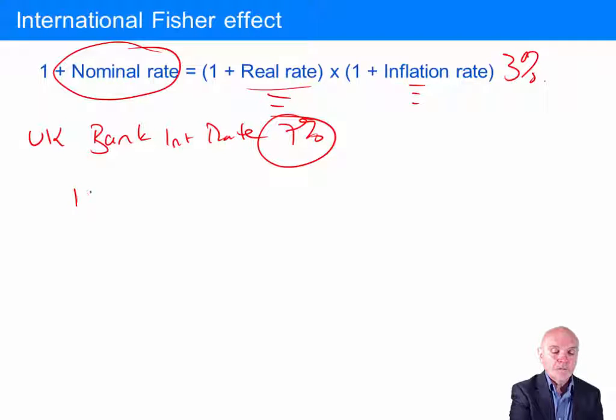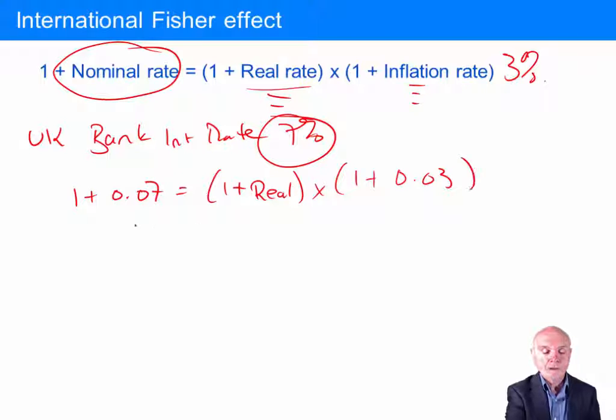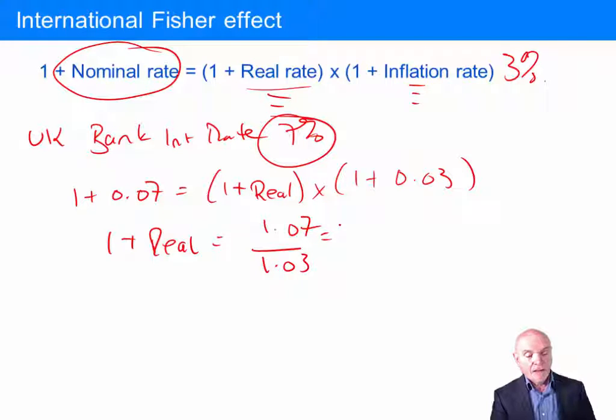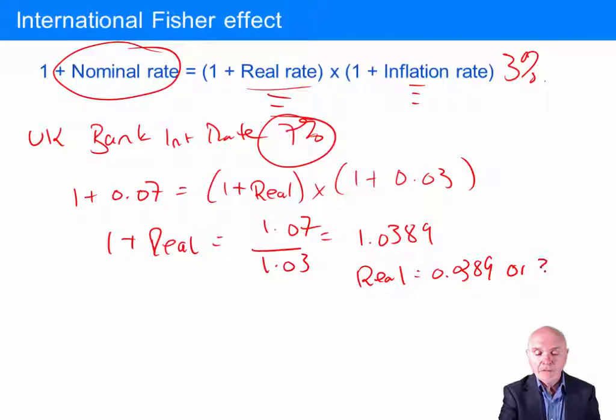So what we're saying is 1 plus 0.07 is equal to 1 plus the real rate times 1 plus the inflation rate. So 1 plus the real rate is 1.07 divided by 1.03. So 1.07 divided by 1.03, it's about 1.03. Nearly 4%, but not quite. So in other words, the real rate here is equal to 0.0389 or 3.89%.